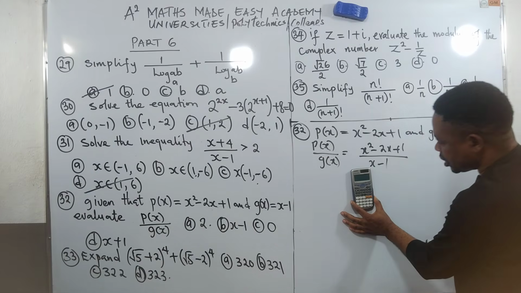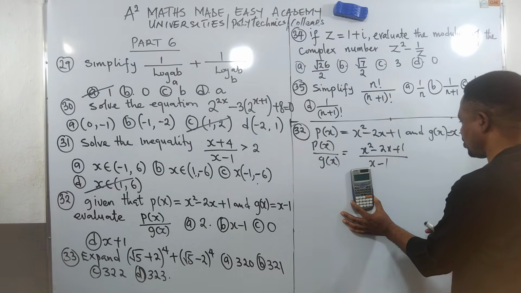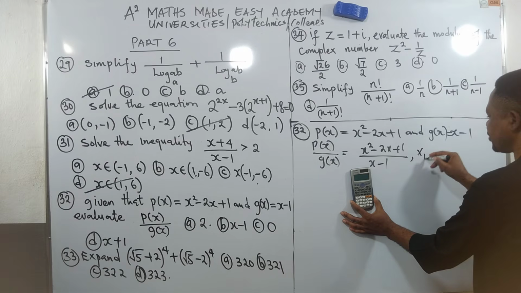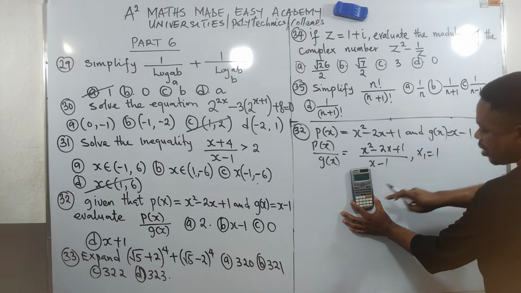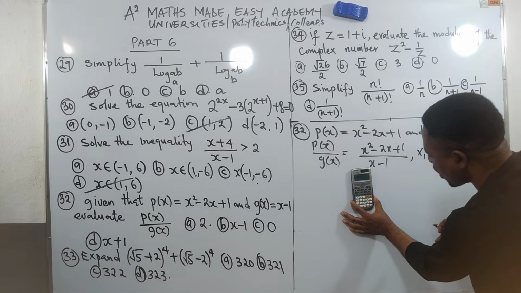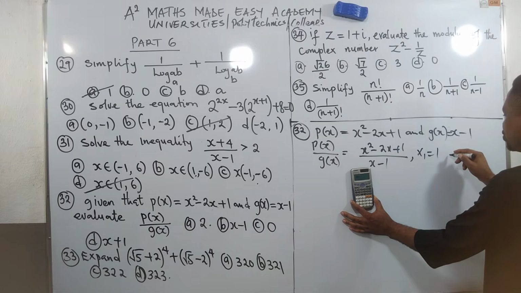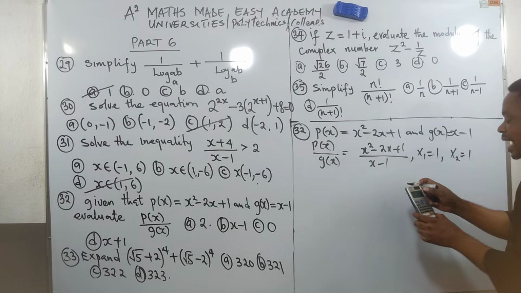Now let's get the answer. Punch equal to. The first value of x, which is x1, look up here, is equal to 1. Punch another equal to. The second one is also 1, which means x2 is also 1. Now be careful, the answer is already there.